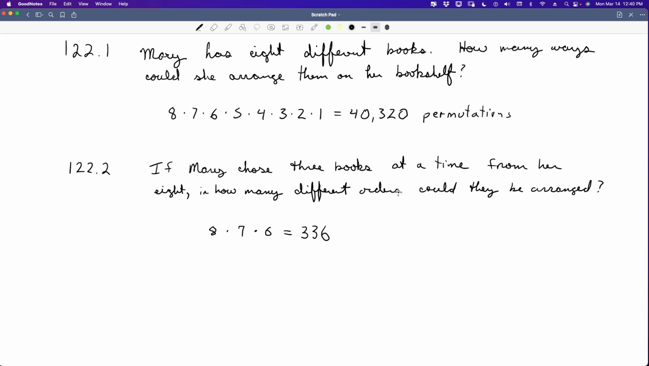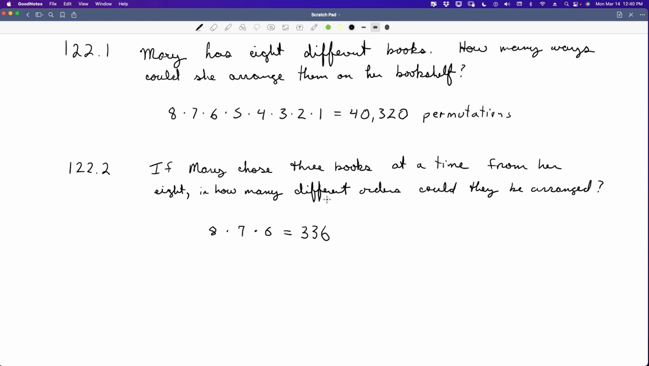So we're still using the factorial, but we're limiting ourselves to whatever the specifications are in the problem. So look at the total number and start with that and count down until you reach the limit that is self-imposed upon the person in the story. All right, so maybe her bookshelf isn't big enough for all 8 books. Maybe she can only fit 3 on that bookshelf. Maybe that's it.